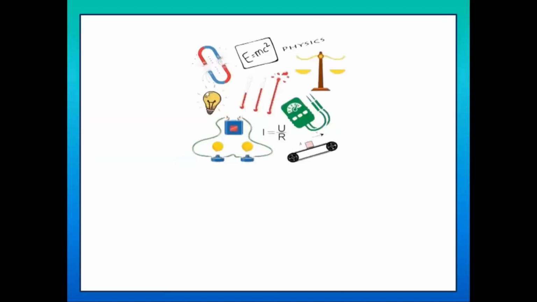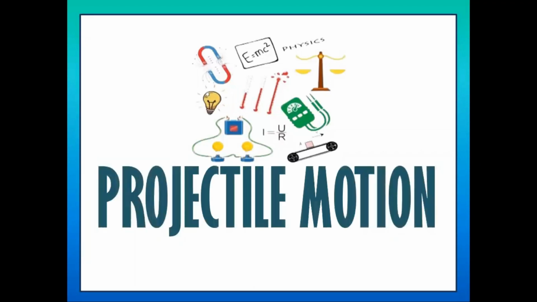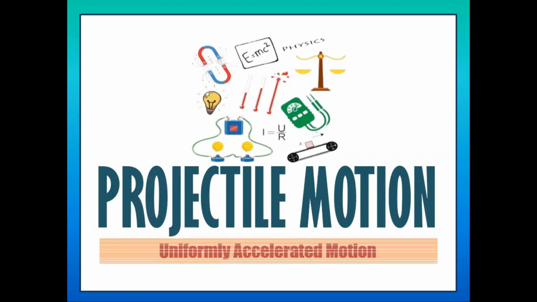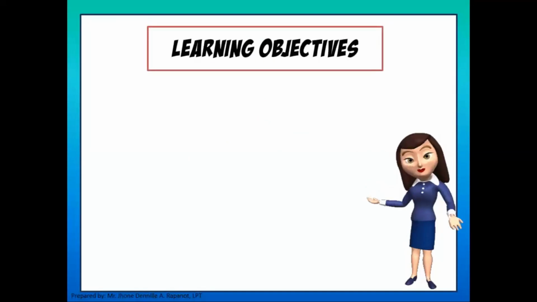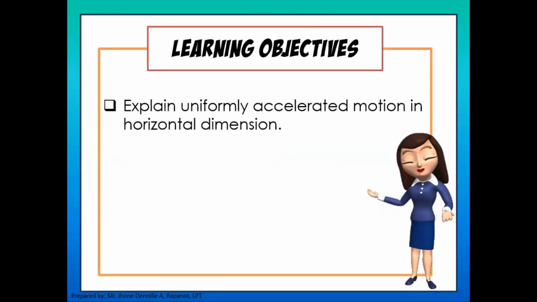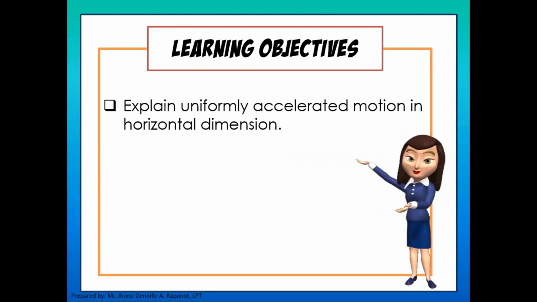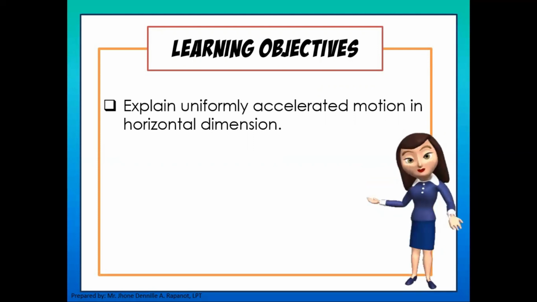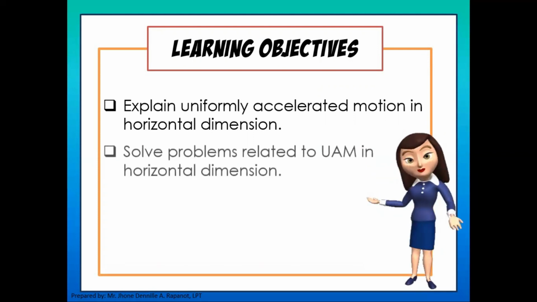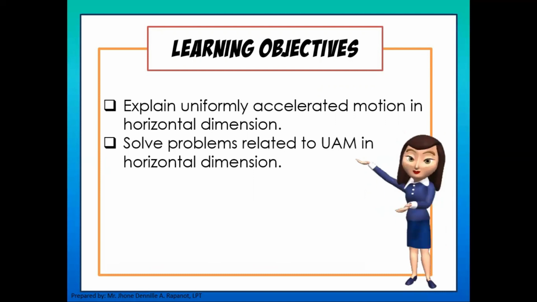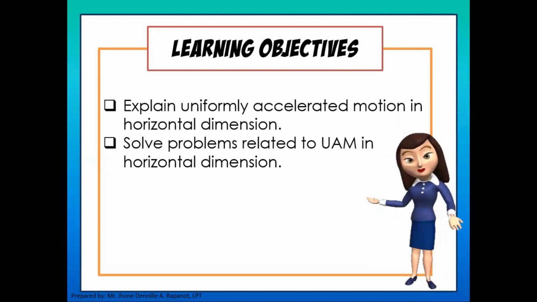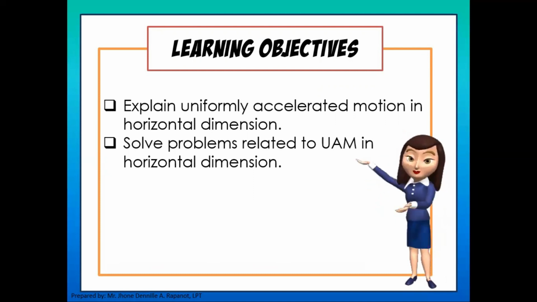That is why for today, our topic is projectile motion, and to be more specific, we'll be dealing with uniformly accelerated motion. Here are the learning objectives. First, explain uniformly accelerated motion in horizontal dimension. And second, solve problems related to UAM in horizontal dimension.